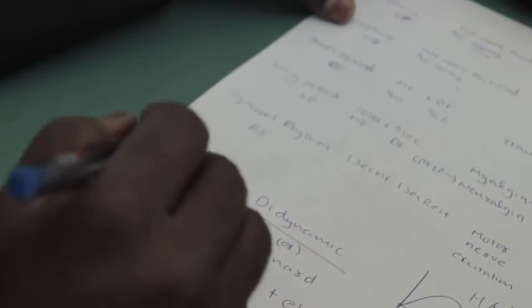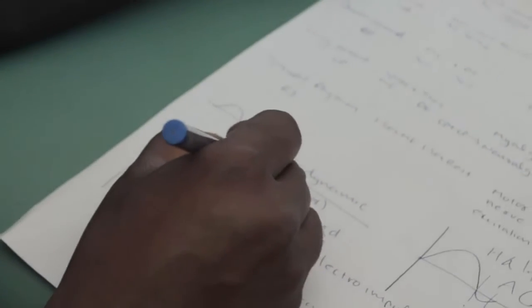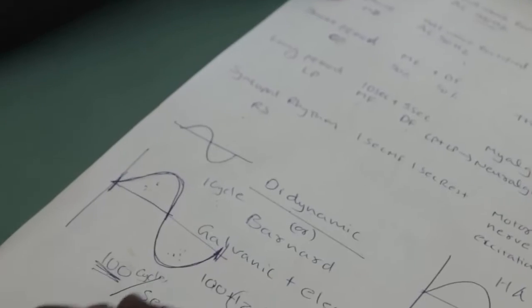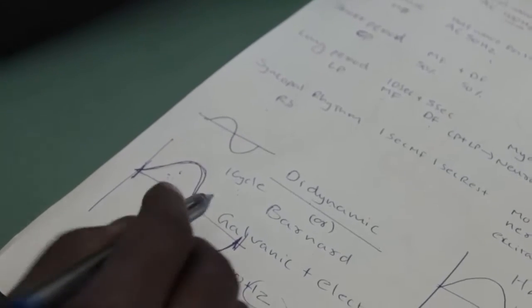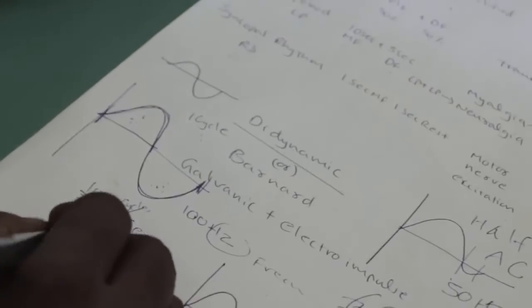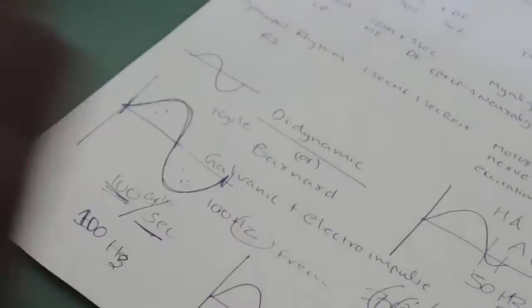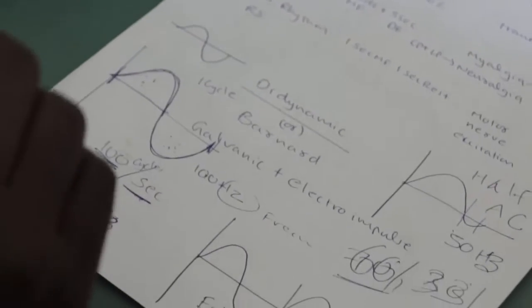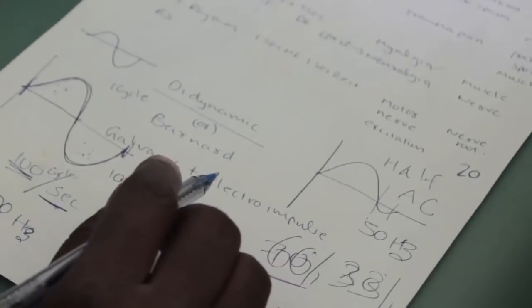And this has a frequency of 100 hertz per second. That means 100 cycles per second. This is one cycle, like this, 100 cycles per second. That is called 100 hertz. When you say 100 hertz, that means cycles like this, 100 per second. Okay? So that will be the diaphasic current.